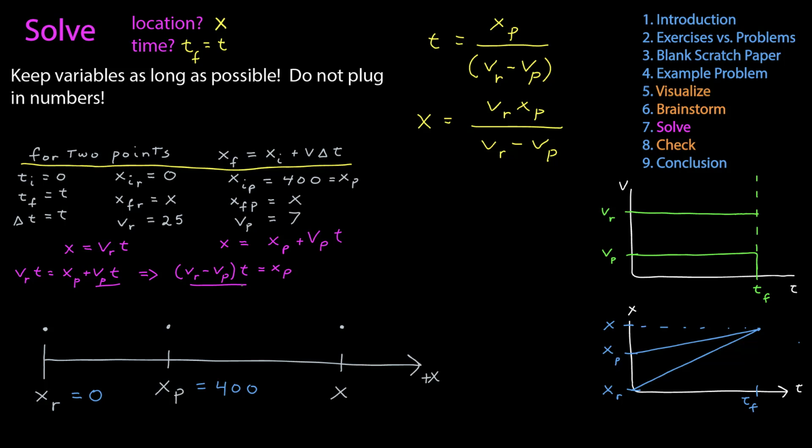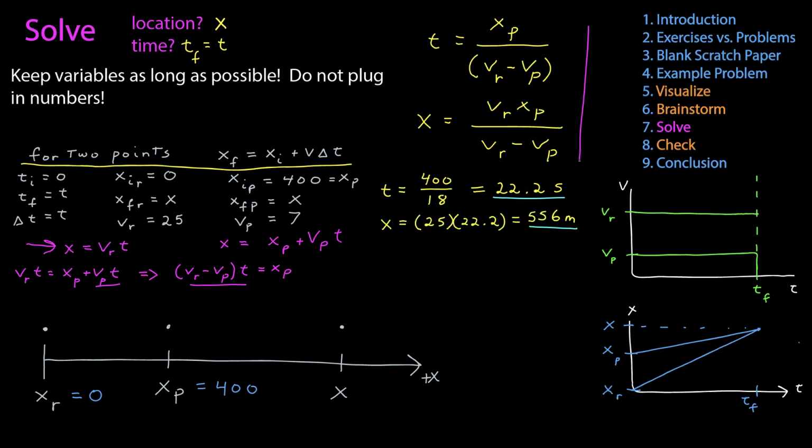I can now substitute that into this first equation to get the position at which the raptor catches the professor, which is just the velocity of the raptor times time. Now I know all of these terms, so I can go ahead and plug in numbers. The time is 22.2, and it's seconds because everything was in SI. And the position, which is that time times the velocity of the raptor, is 556 meters.